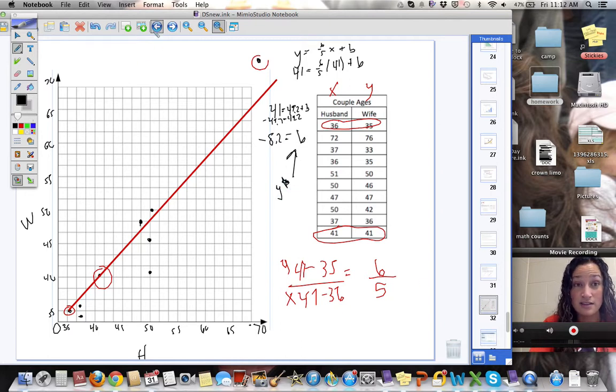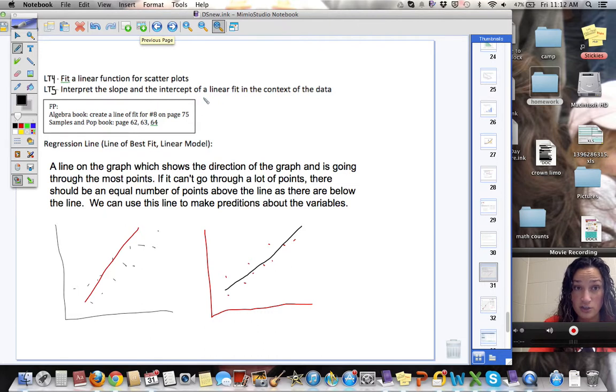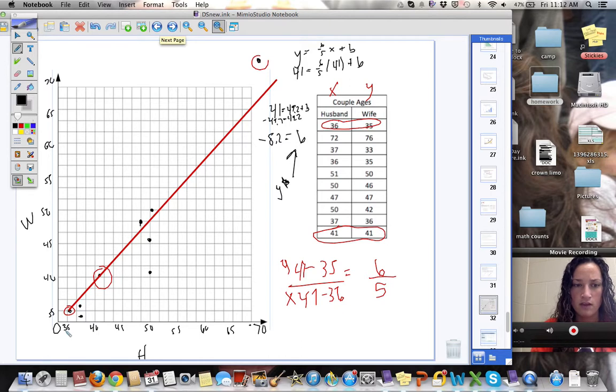And a lot of times this will not make sense when we interpret the y-intercept. So right, our y-intercept is always when our x is 0 and x is husband. So when a man is 0, the woman is negative 8.2 years old. Like that makes no sense to me, right? So a lot of times this one won't make sense, but it's always when whatever your x value is 0. So when this is 0, this is what that is. So for this one, it makes no sense.